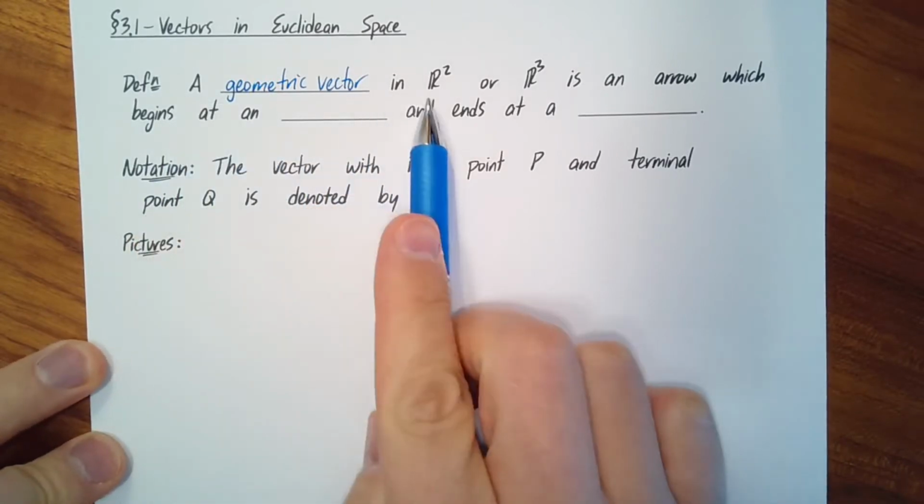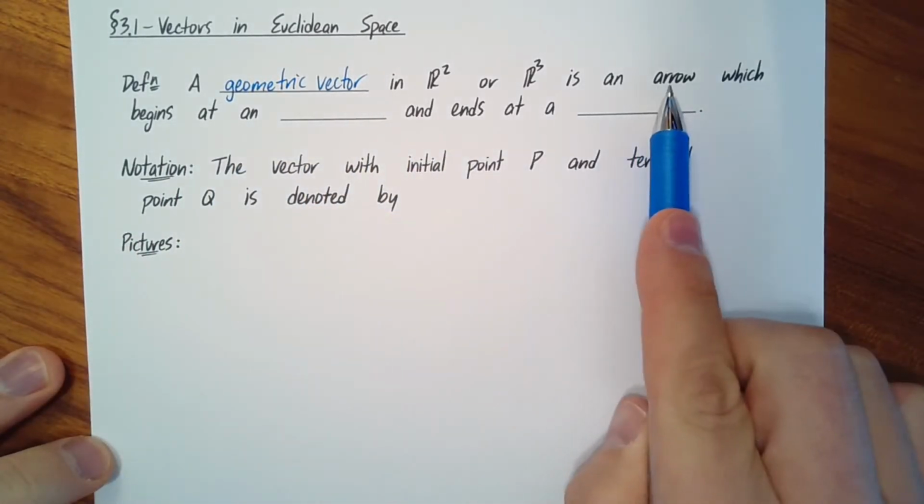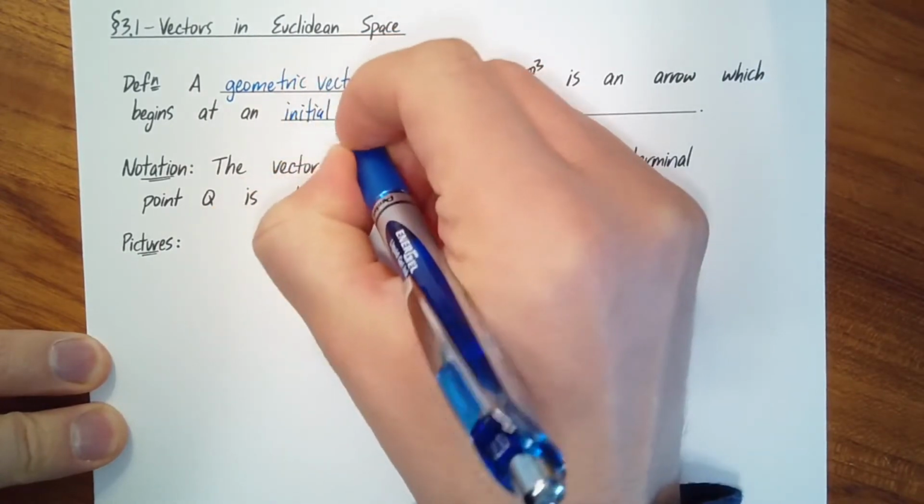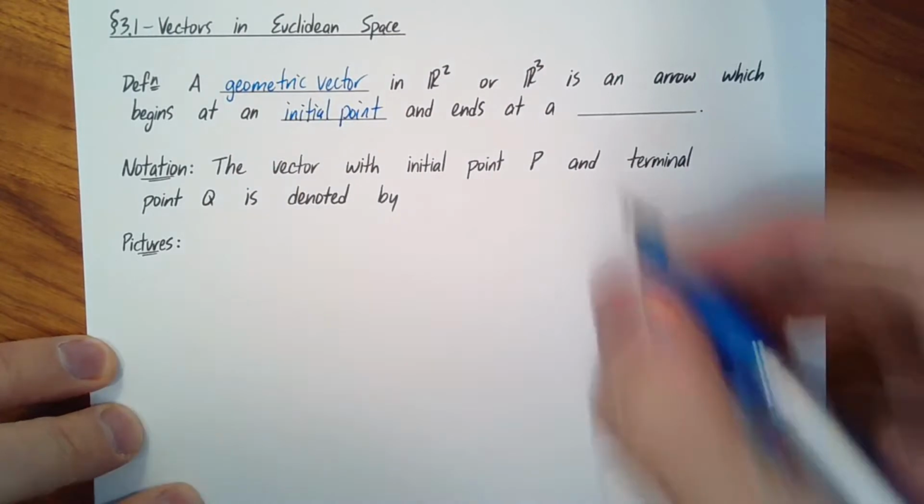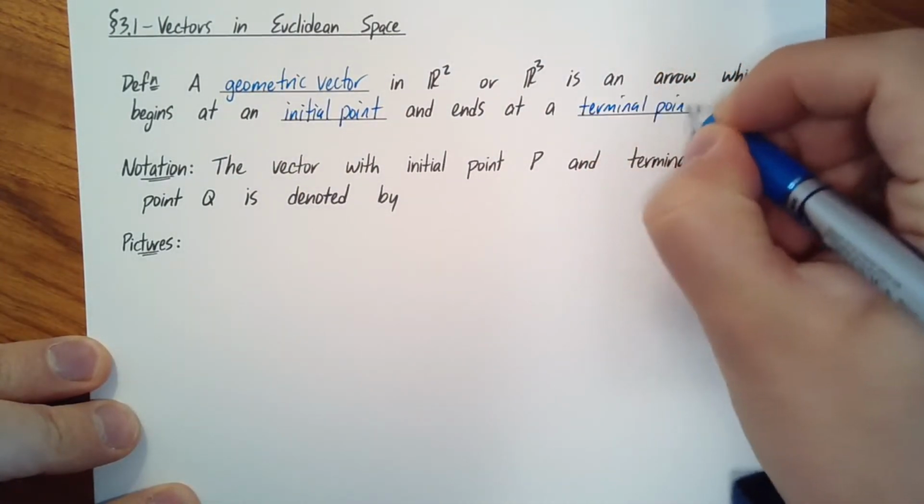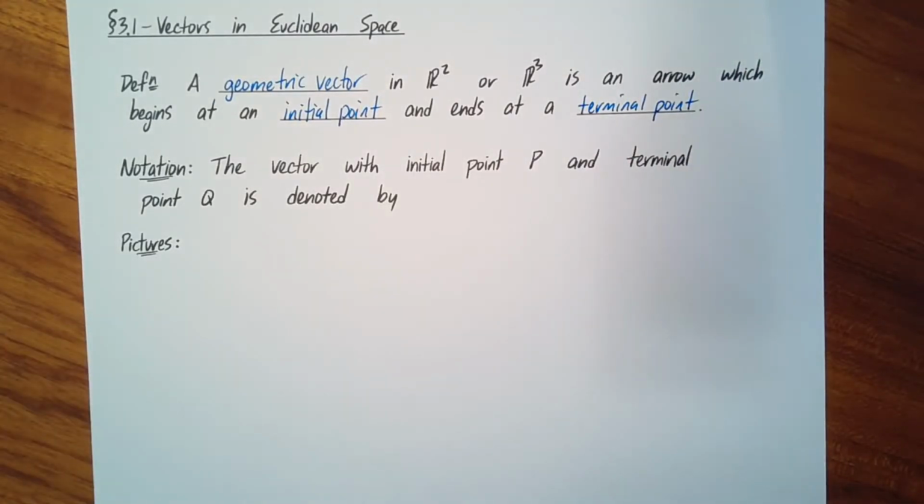A geometric vector in R2 or R3 is an arrow which begins at an initial point and ends at a terminal point. So that's how we'll define a geometric vector. And there's a notation that you can use to write these down efficiently. If there's only two attributes, an initial point and a terminal point, that's all you should really need to include in your notation. And also include something to make it clear that you're talking about a geometric vector.